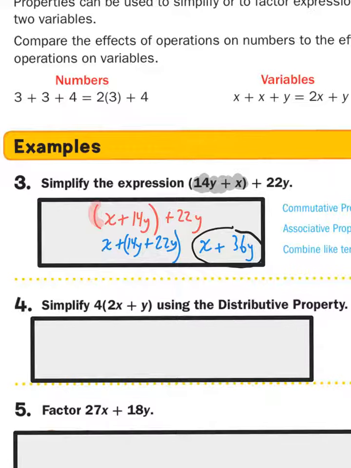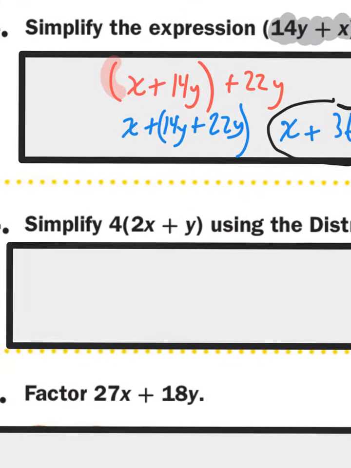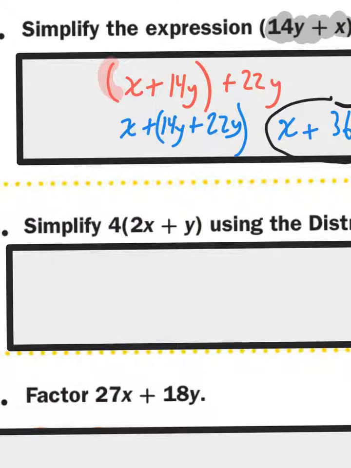Now in example 4, I'm going to rewrite this using the distributive property. So you already know how to do this. We just now have two different variables. So I do 4 times 2x, which is 8x, and 4 times y, which is 4y. That's it. And I can't add x's and y's together.